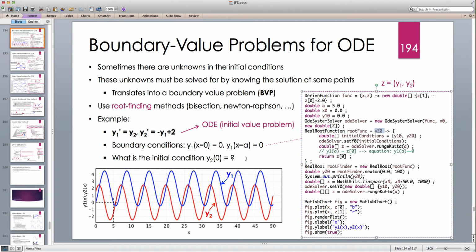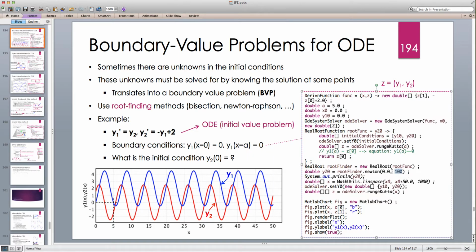We're solving for y2 at 0, because once we have it, by enforcing this boundary condition at x equals a for y1, we can run another round of solving the ODE with these two initial conditions, and then get the same old results. So the real root function, with y2 0 as the variable, essentially solves the ODE with the given value for y2 0 and returns y1 at x equals a. And then the real root object is root finder. We pass it in, and for the solution I'm using the Newton-Raphson method, or Newton method, with an initial guess of 0 with 100 iterations.